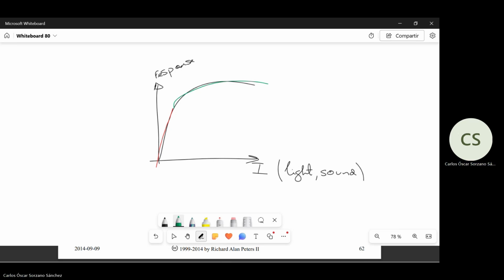And do you know that sound is measured in decibels? Yeah. So the decibel is a logarithmic measure. So at some point, a sound that is twice as intense, you hear it almost the same. So at some point you are saturated. You cannot respond more quickly. Your cells cannot respond more quickly.